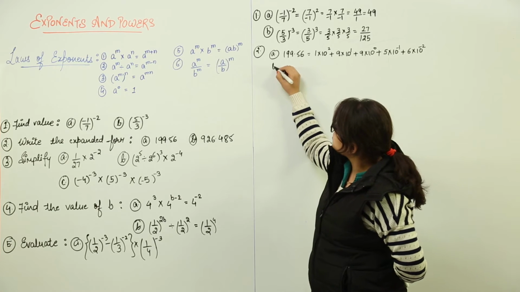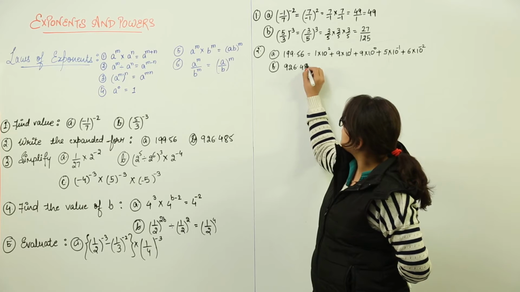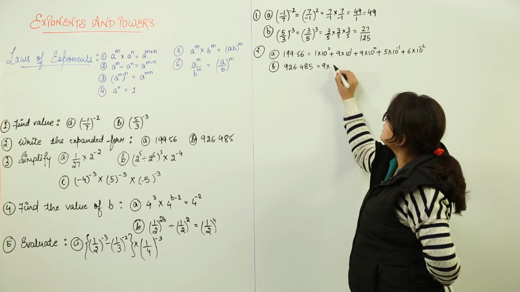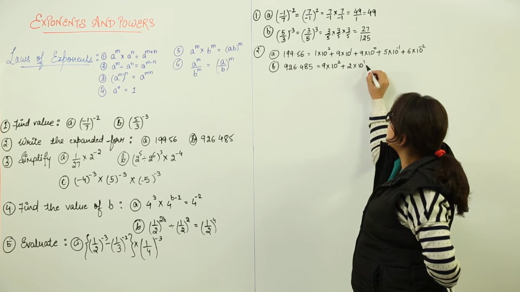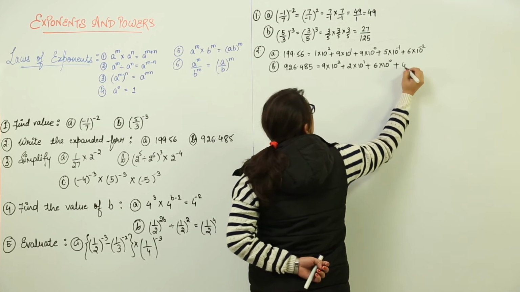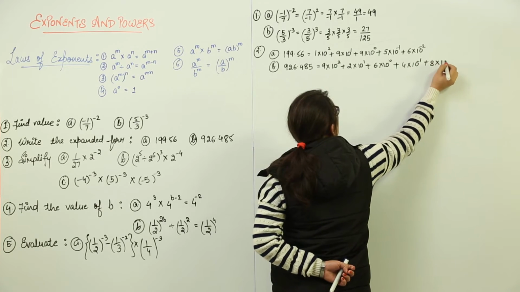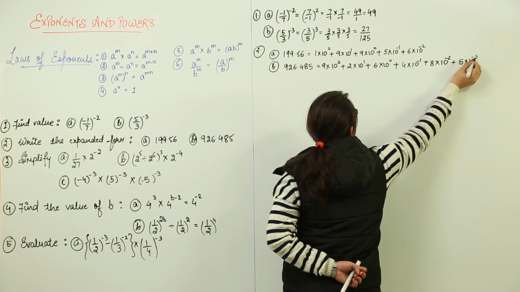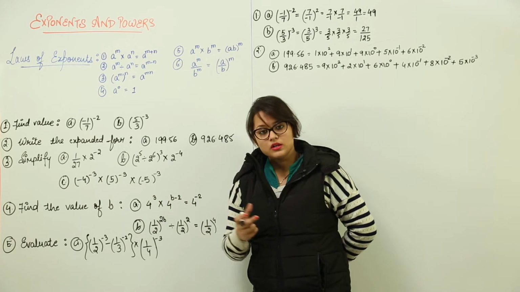Similarly, let us try the next question which says 926.485. Now here also we will do the same thing, 9 into 10 raised to power 2 plus 2 into 10 raised to power 1 plus 6 into 10 raised to power 0 plus 4 into 10 raised to power minus 1 plus 8 into 10 raised to power minus 2 plus 5 into 10 raised to power minus 3. I hope the expansion and the expanded form is clear to you now.